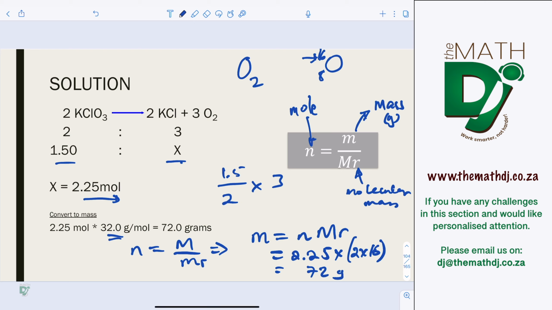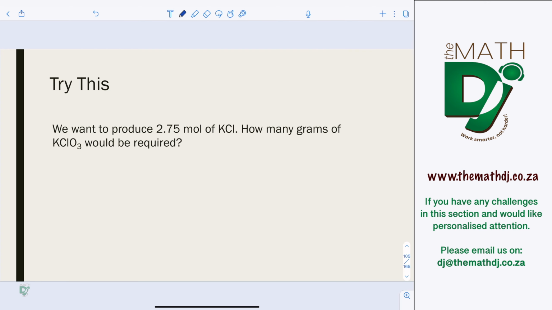This formula is very important. It should be part of your stoichiometry repertoire. So let's move on.